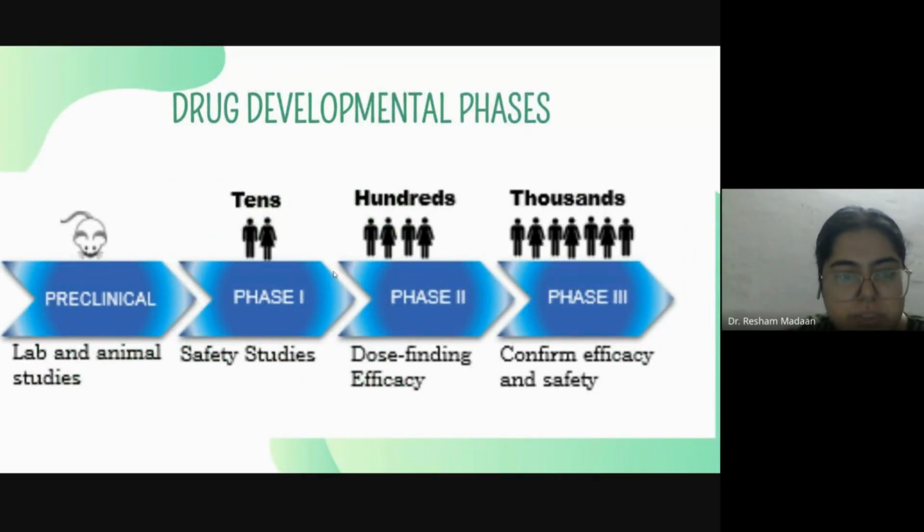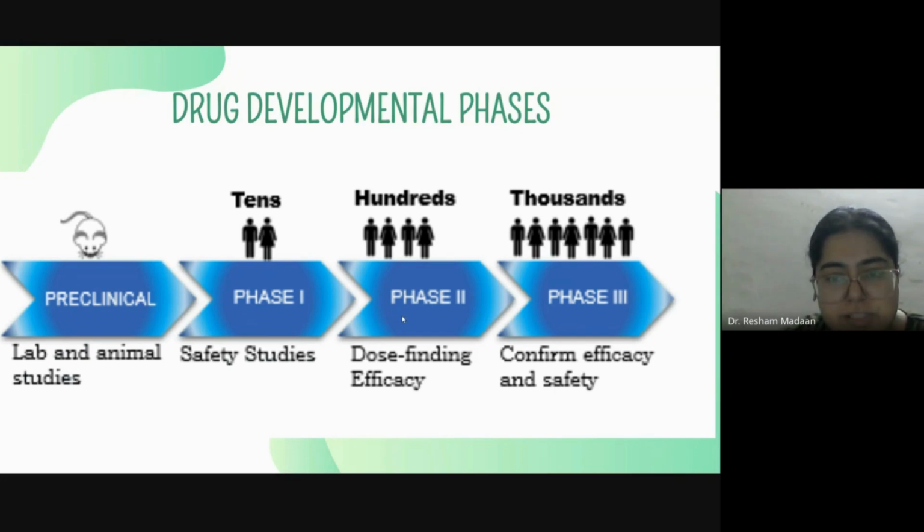First, we go through the preclinical phases, which are the lab and animal studies. And then we have the phase 1 tests, in which only a few people take part. In this, the major concern is safety. So we basically go with the safety of the drug. How safe is the drug? We are majorly concerned with that in phase 1.